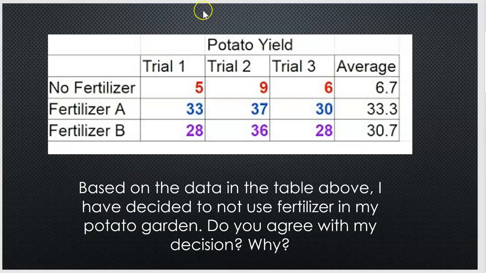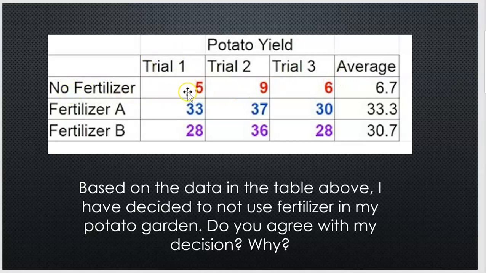Let's look at the title. Our title is potato yield. That means how many potatoes were grown. Okay, so if we have our potato plants, how many potatoes were produced? That is our yield. We obviously did 1, 2, 3 trials. Now, the first control that we did was with no fertilizer.